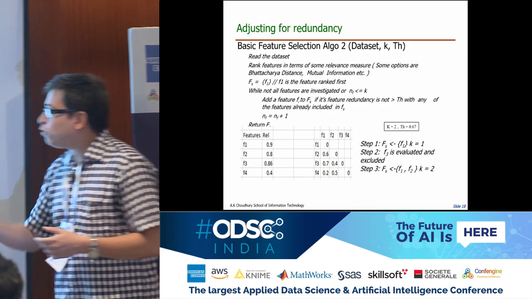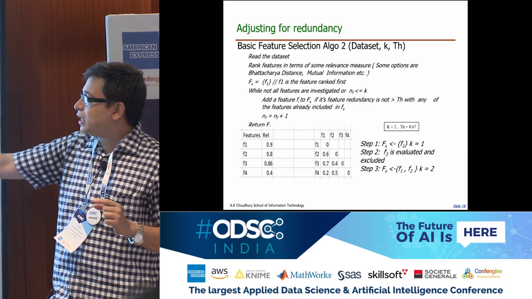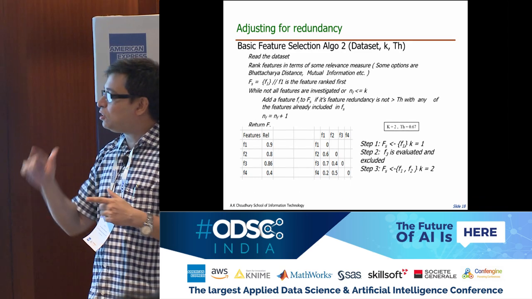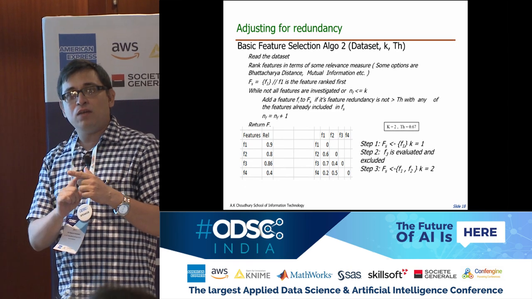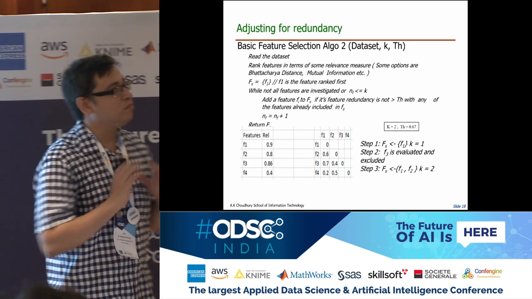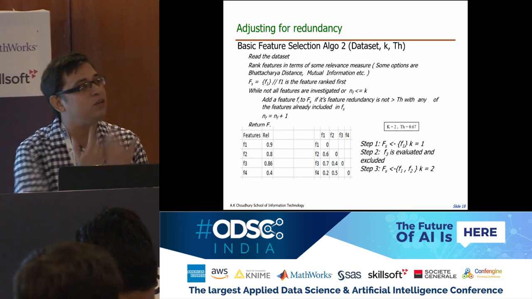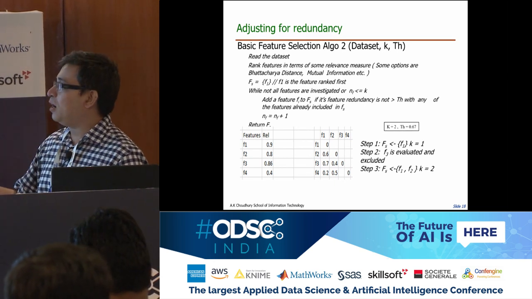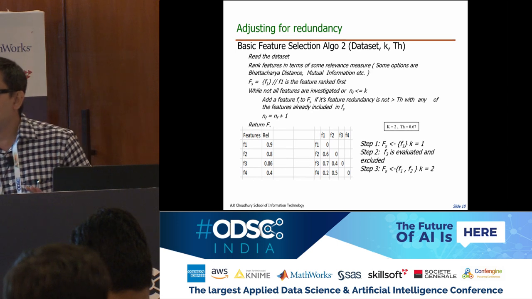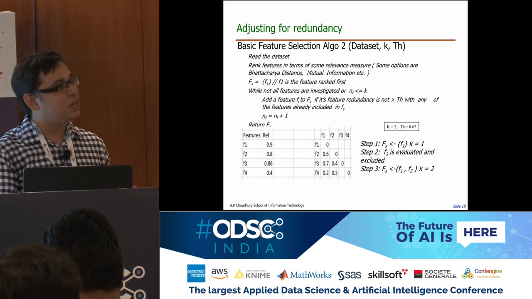Here, of course, F1 has the highest relevance, so I picked F1 because it has 0.9. Next, F3 is the next one in terms of feature relevance, 0.86. But when I start picking F3, I need to check whether it has a high correlation with F1. When I check that, I see that it has a correlation of 0.7, and I have used a threshold of 0.67, so I will not include this feature. This amount of redundancy I will not allow. So my final feature subset will be F1 and F2, as I have taken k equal to 2 and threshold equal to 0.67. Okay, so now I think you have got an idea about how I can build a basic feature selection algorithm.